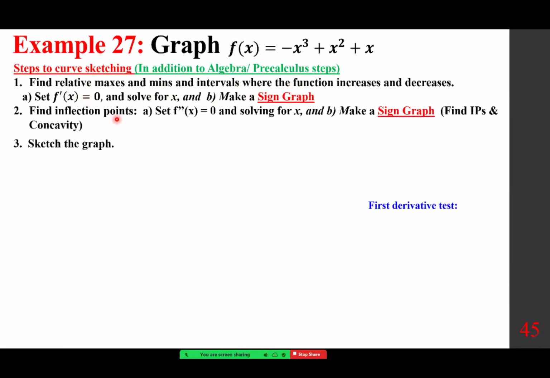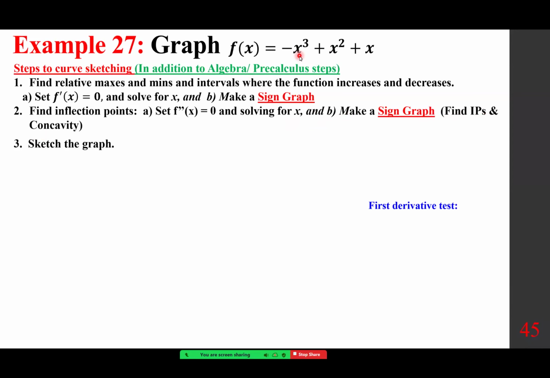Then we want to find inflection points. So we set f double prime equal to 0 or doesn't exist, and solve for x. And then make a sign graph for inflection points and concavity and sketch the graph. So first, I want to remind you how to graph this using just prior knowledge of mathematics. To graph this, we want to go with the intercept.